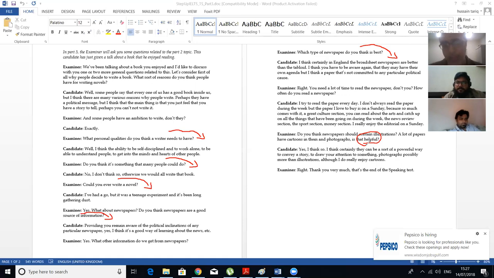Newspapers. So it comes down. Newspapers. Okay. And then the next one? Which type of newspaper do you think is best? Very good. Farooq, what about you, please?